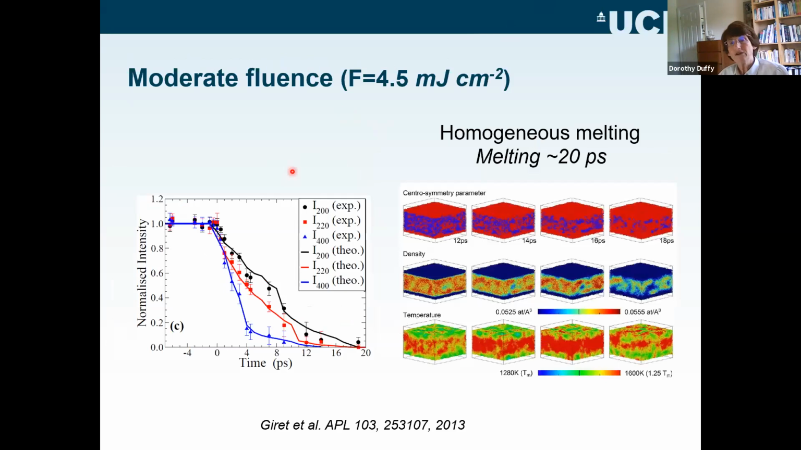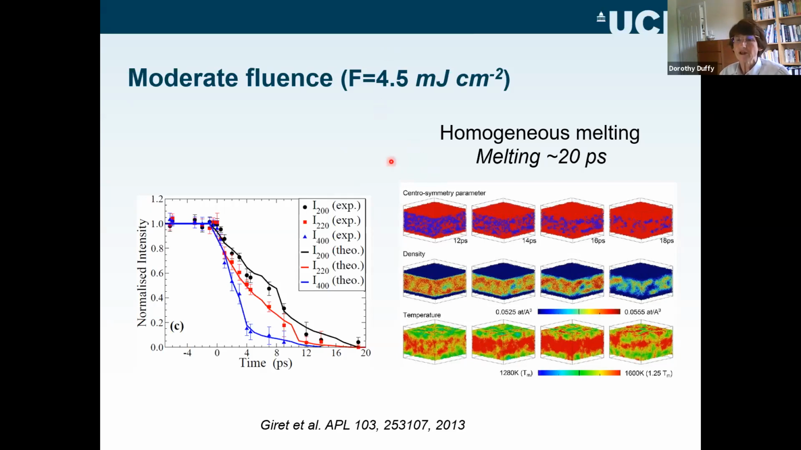The same thing happened if we increase the fluence a bit. You get slightly different types of melting. Here again, we've got the solid lines, and these are three different diffraction peaks. The solid lines agree very well with the experimental points, which were the dots. And again, we can see what's actually happening in great atomistic detail.